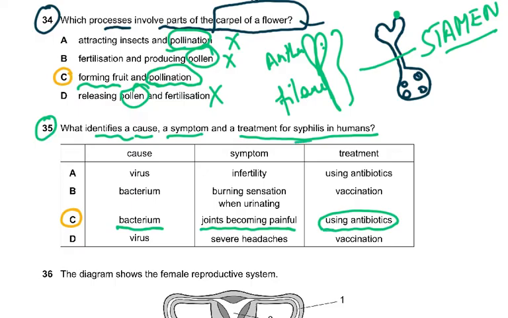So the disease was syphilis, which is a bacterial disease. So virus was wrong. It is a bacterial disease. And treatment is not vaccination. Vaccination is not a treatment anywhere. It's not a treatment even in the present day corona pandemic.